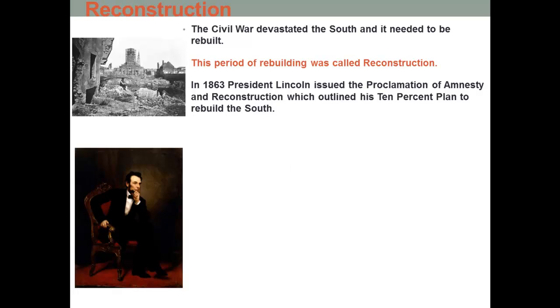In 1863, after the Battle of Gettysburg, before the war was even over, Abraham Lincoln issued the Proclamation of Amnesty and Reconstruction, in which he outlined his plan to help rebuild the South and bring the Southern states back into the Union. He wanted to do this quickly and easily. Before rejoining the Union, his plan required that 10% of the voters in each Southern state take an oath declaring their loyalty to the Union and the Constitution.